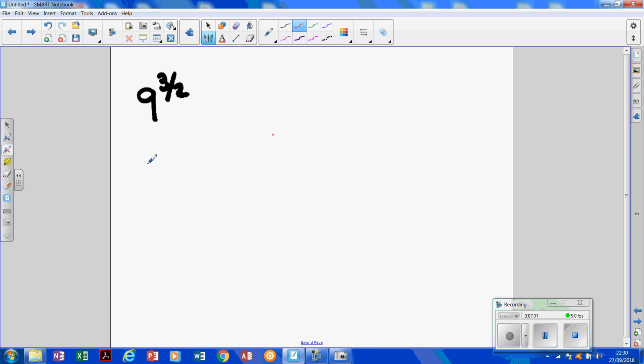Next one is 9 to the power of 3 over 2. The root is underneath the fraction, so it's the square root of 9 all to the power of 3. Square root of 9 is 3, so it's 3 to the power of 3. 3 to the power of 3 is 3 3s are 9, 3 9s are 27.